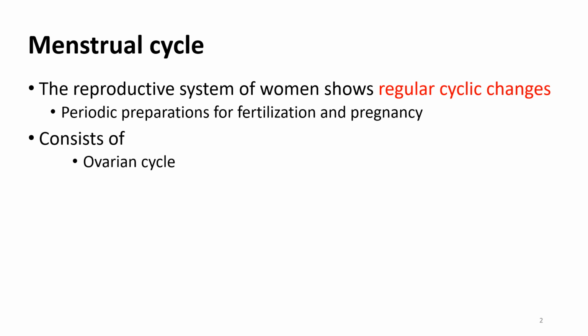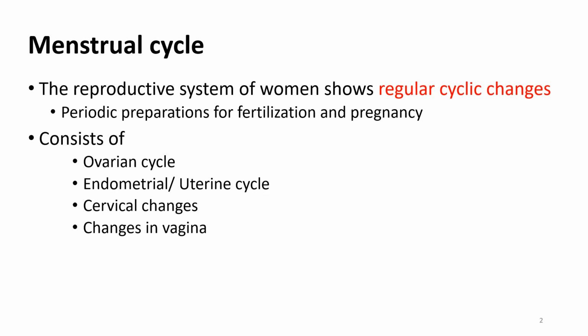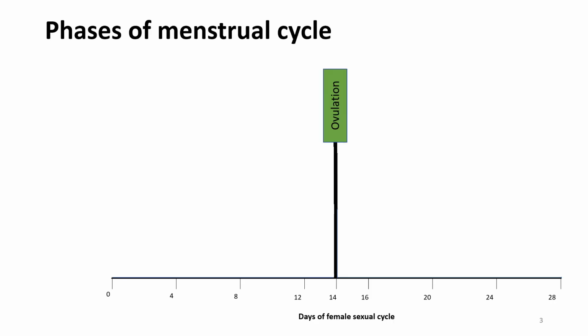It consists of the ovarian cycle, endometrial or the uterine cycle, cervical changes, changes in the vagina, changes in the breast, and also the hormonal changes during the menstrual cycle. In this presentation, we will be seeing in detail about the ovarian cycle. Then write about the phases of menstrual cycle. So a normal cycle is taken as 28-day cycle and ovulation occurs on the 14th day.